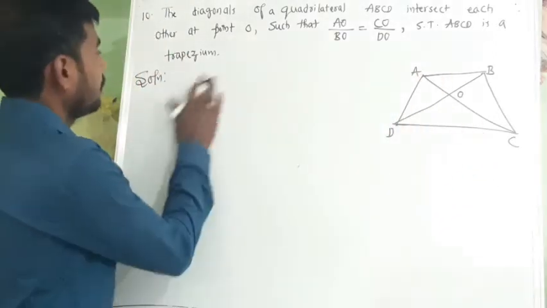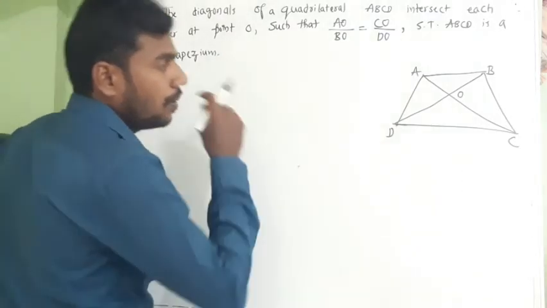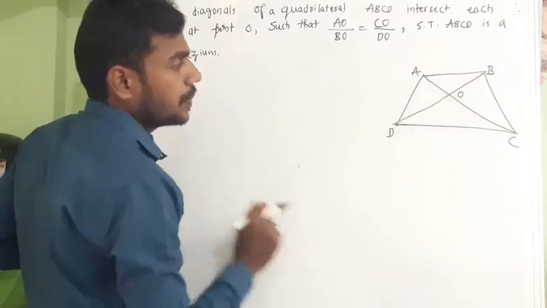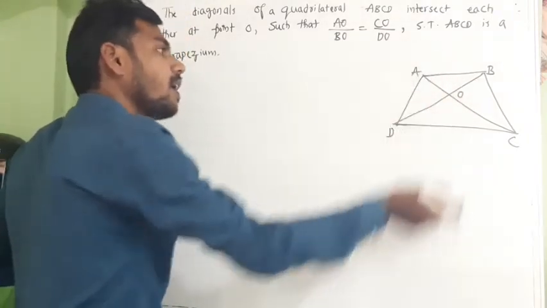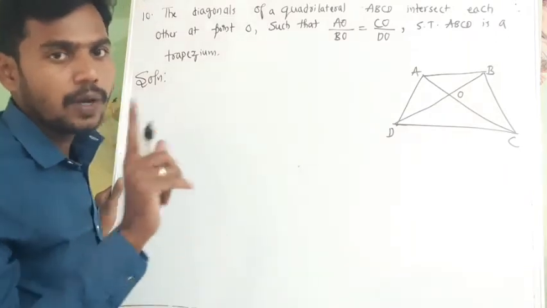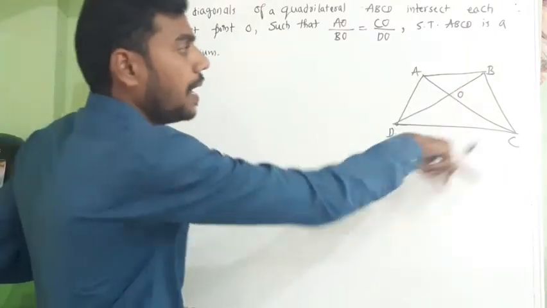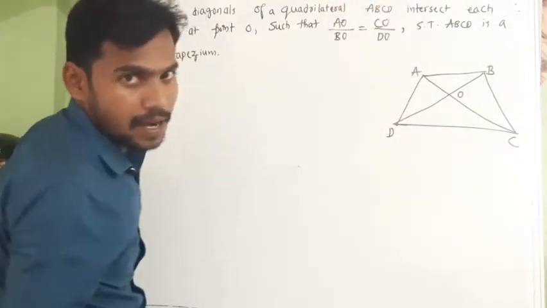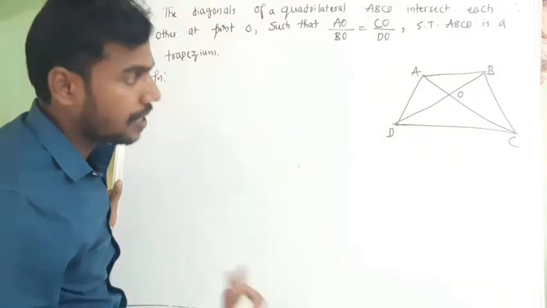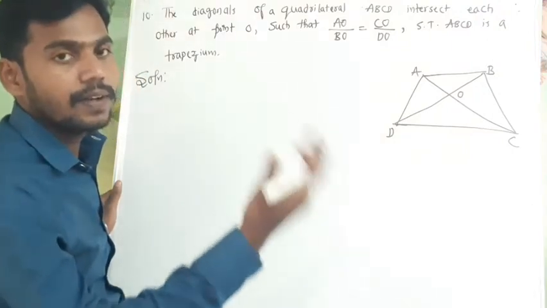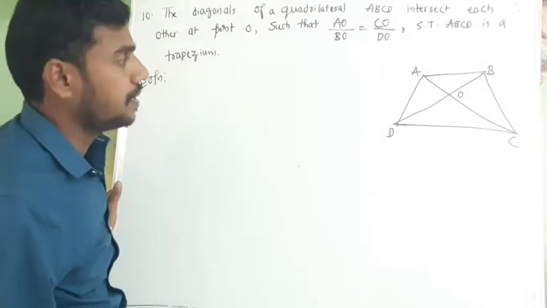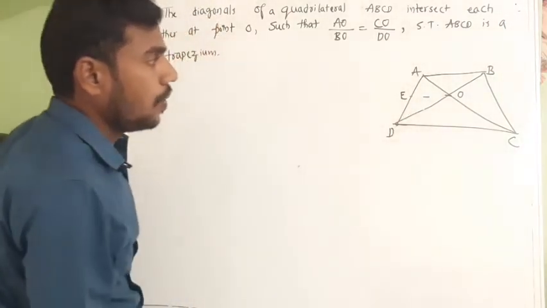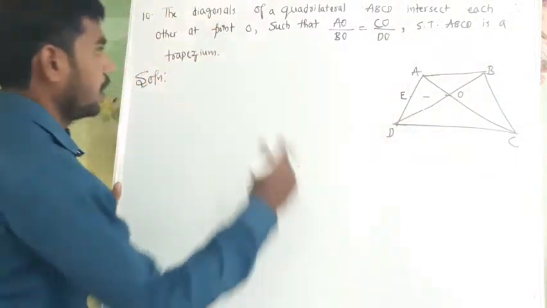Okay. Now what do I do? See, I don't know the relation between AB and CD. So to show the quadrilateral as a trapezium, I need to show at least one pair of sides parallel to each other. If one pair of sides of a quadrilateral are parallel to each other, then we call that quadrilateral a trapezium. So to prove that, I draw EO parallel to AB.